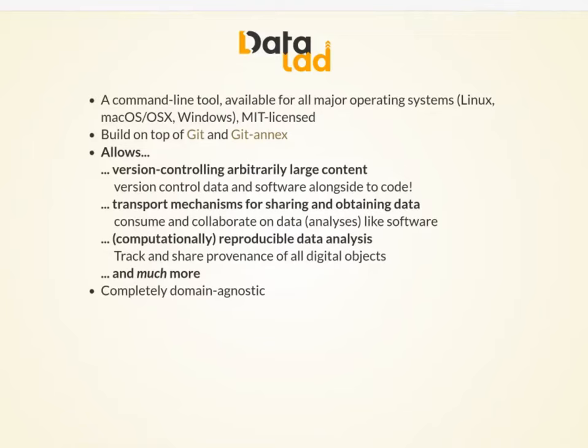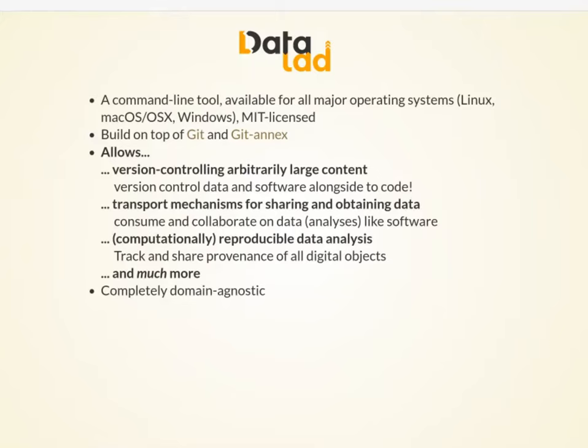And building up from these two tools, DataLad has three main features, as I like to summarize it. It is capable of version control, and importantly, version controlling arbitrarily large content. We'll find out why that is a cool or impressive thing compared to Git. What this allows is that you can not only version control your code or your manuscripts that you write, but you can also version control your data, or you can version control your software, or everything together alongside each other.